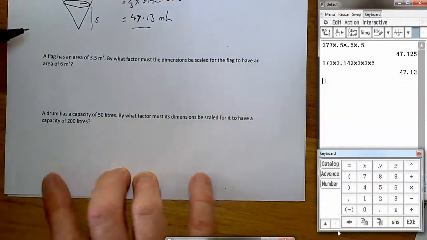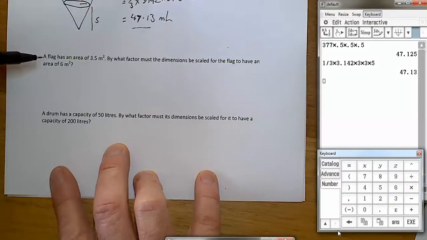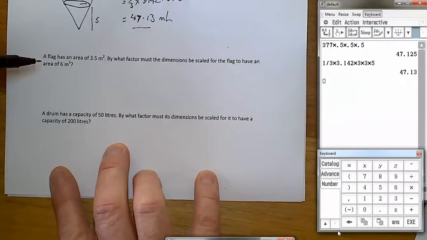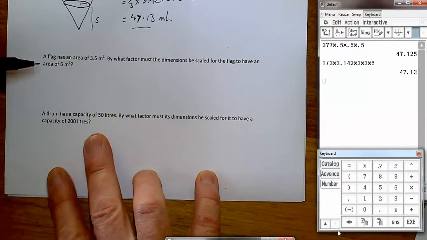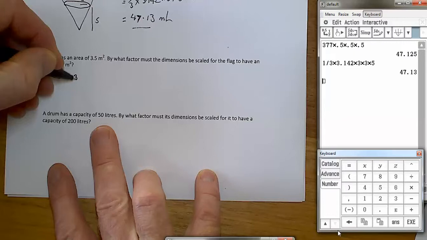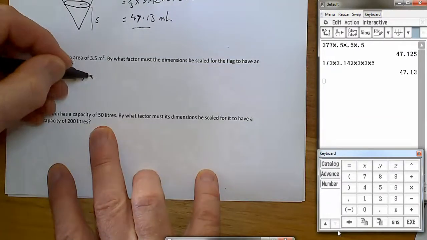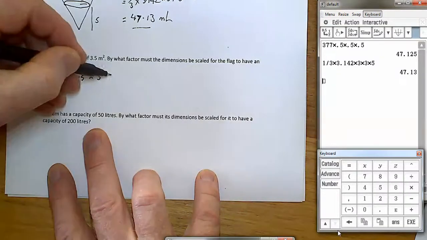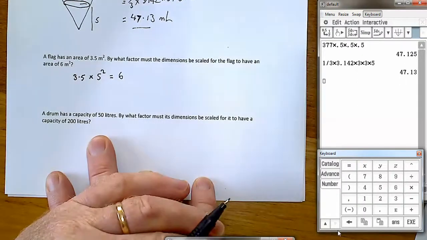And a couple more questions here at the bottom of the page. A flag's got an area of 3.5 metres squared. And we have to find out what factor must the dimensions be scaled for the flag to have an area of 6 metres squared. Now remember that area increases with the square of the scale factor. So in other words, if we were to start with that 3.5 square metre flag and multiply it by some scale factor, it's really the scale factor squared that we have to multiply it by to come up with the 6 metre larger model flag.